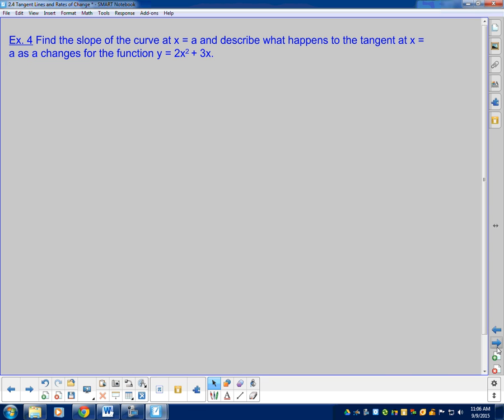All right. Let's do one more example here. One more, why not? And then I'll have you try maybe 2 problems from the homework assignment, 2 or 3, so we have time for. It says find the slope of the curve at x equals a and describe what happens to the tangent at x equals a as a changes for the function y equals 2x squared plus 3x.